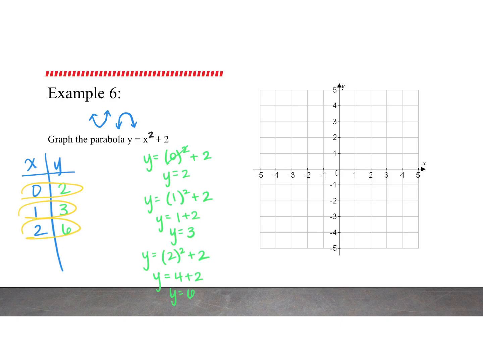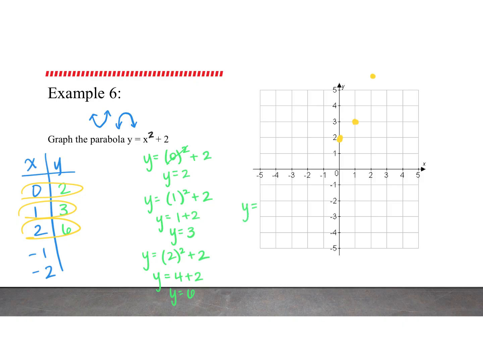So 0, comma 2. 1, comma 3. 2, comma 6. We're just barely out, but you can notice if we kind of ballpark that number 6. Notice this is not a straight line. That's kind of like the thing to be careful with our nonlinears. So I'm going to go back to my t-chart and I'm going to add, let's do -1 and -2. Let's see what happens. So I'm going to keep going.